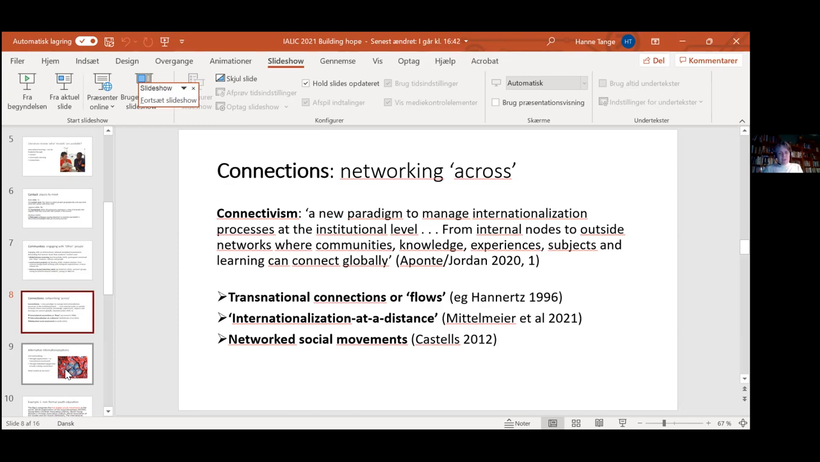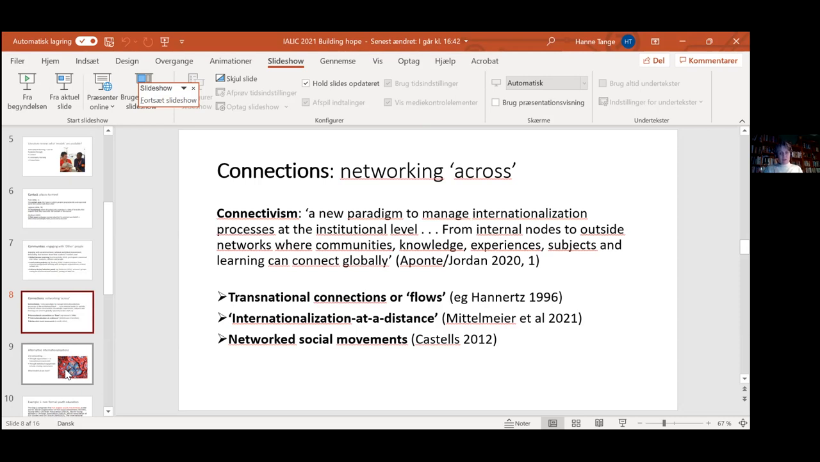Some of the theories I believe might have inspired this idea of connectivism would be Hannerz's idea of transnational connections. A new paradigm or way of understanding internationalization at a distance, where we're no longer moving people, we are moving ideas, exactly what we're doing today, because we're logging on via computers to a transnational network so we can actually connect even if we stay within our home context, our own countries.